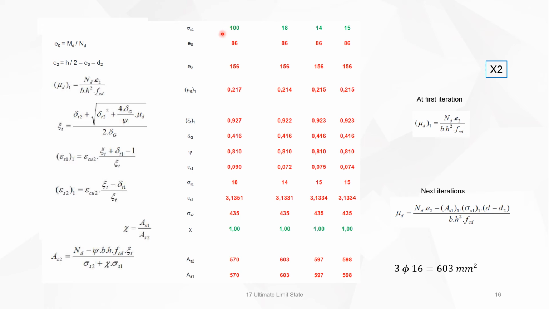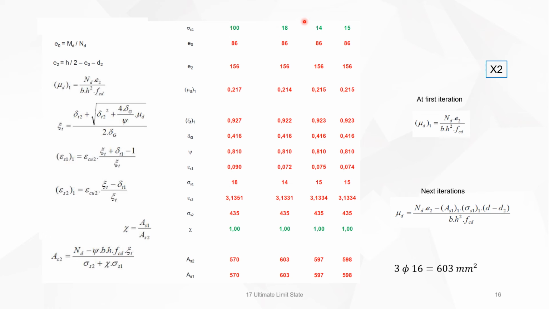Now we go to case number 2. In case number 2, we start with the least compressed reinforcement, and we estimate the stress in the least compressed reinforcement. We calculate the eccentricities, and we see mu d. Mu d is 0.217, and this means that we are in the domain 2B. So we continue, and we see that sigma S1 is 18. So we started with 100, this is 18.